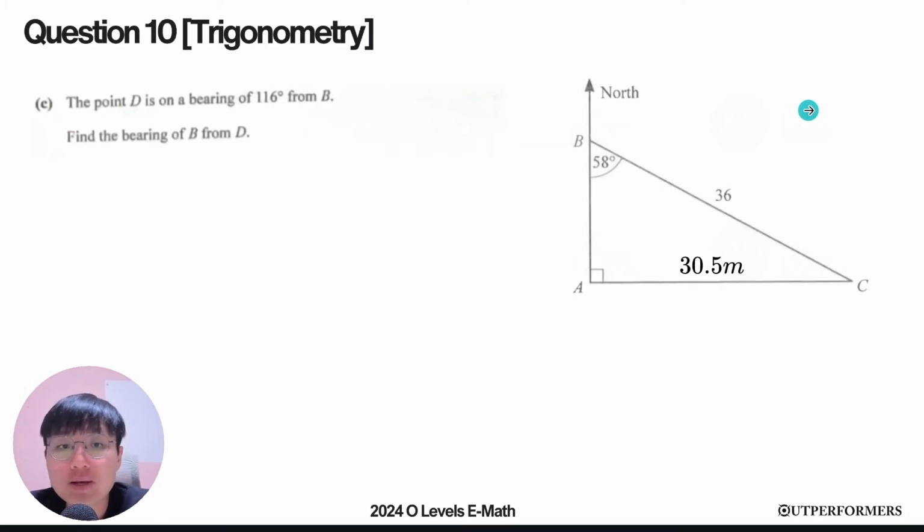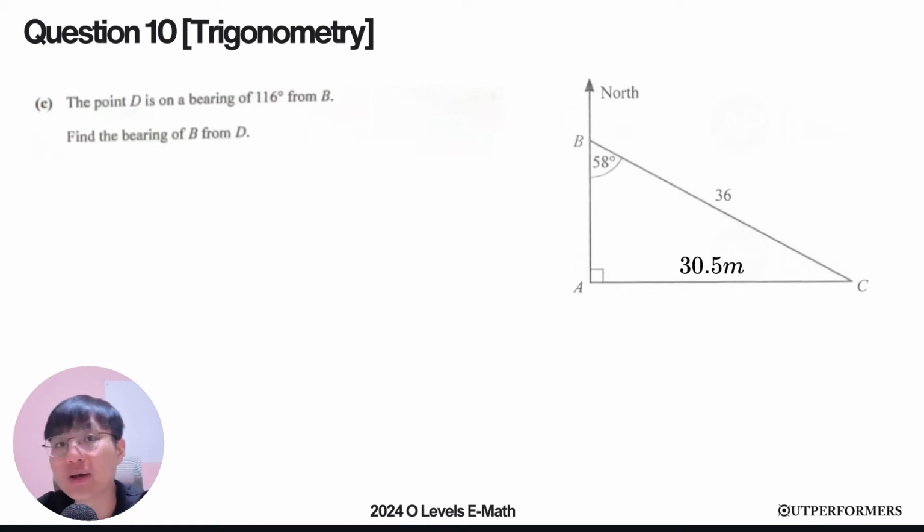Moving on to part C. Okay, we have a bearings question over here. I mean, if they give us a north line, chances are it's going to lead to that. So we have the north line over here at B. And the very important thing about bearings is that we must know where we are measuring the bearing from and to where. So where's the origin?